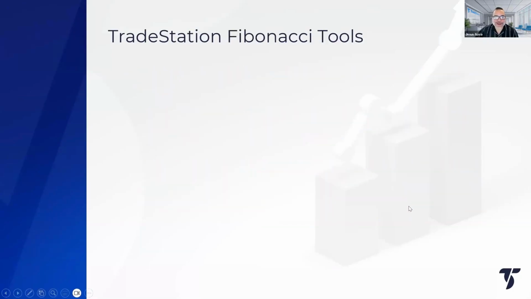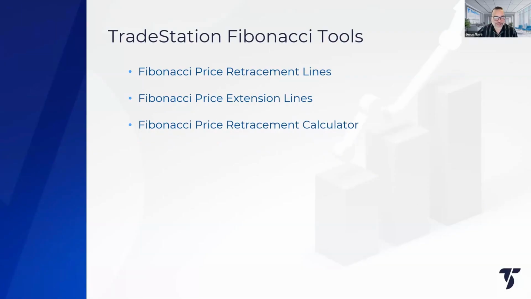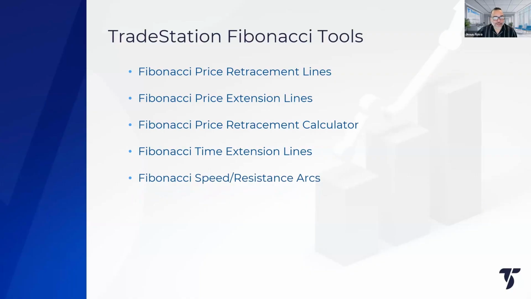So let's talk about the Fibonacci tools at TradeStation. We have the Fibonacci price retracement lines and the Fibonacci price extension lines, very similar, but a variation to them. We're going to take a look at them. We have the Fibonacci price retracement calculator and the Fibonacci time extension lines. These are not price extension, but time extension. We have the Fibonacci speed resistance arcs, the Fibonacci speed resistance fans, and then we have the Fibonacci cycles.